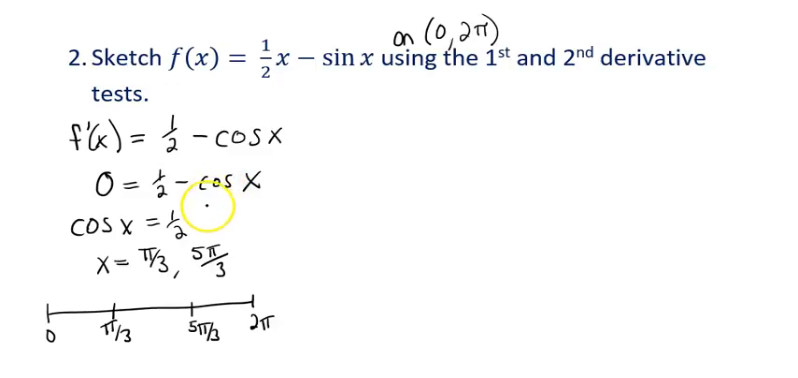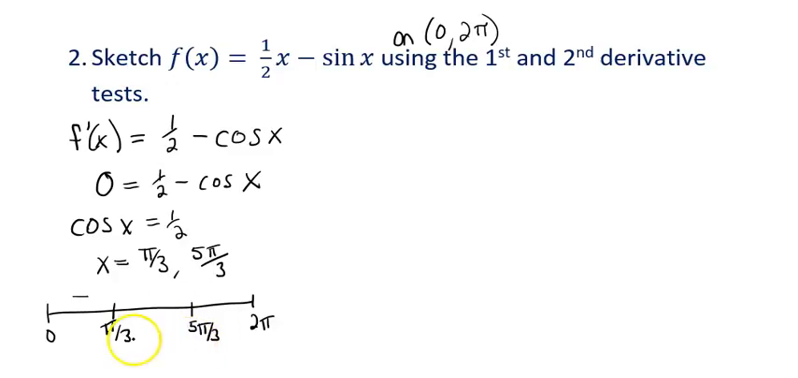and you have to remember some of that unit circle stuff again. So if I test something between 0 and pi over 3, for example, pi over 4. So 1/2 minus the cosine of pi over 4. The cosine of pi over 4 is square root 2 over 2. So if you have to, put it in your calculator, 1/2 minus square root 2 over 2. That's going to end up being negative.